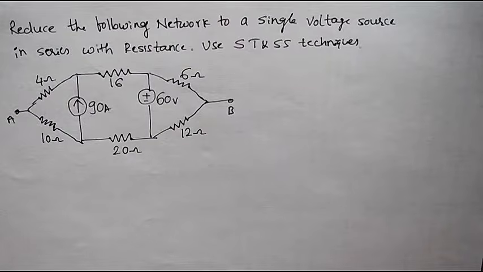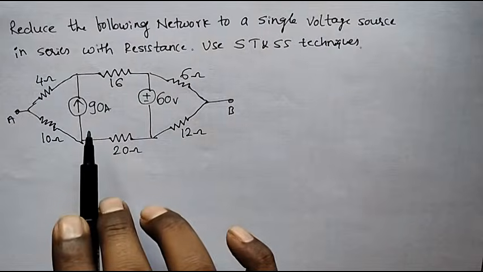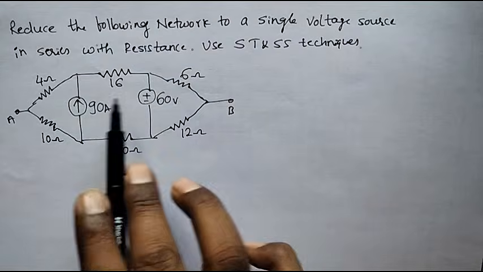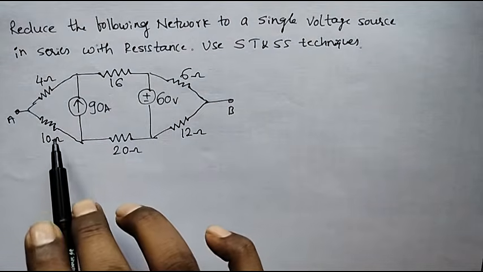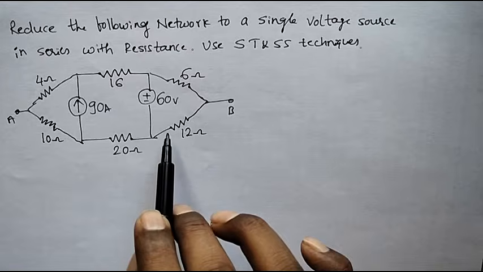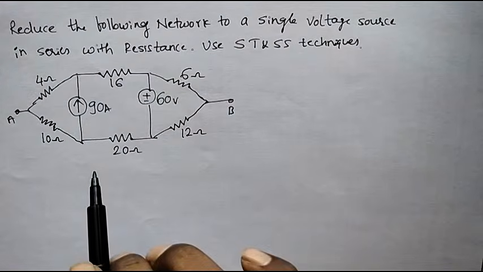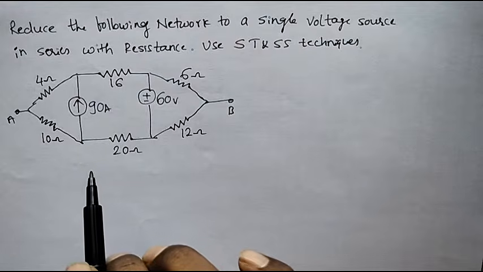Reduce the following network to a single voltage source in series with a resistance. Use source transformation and source shifting techniques. In this circuit, no resistors are in series, and no resistors are in parallel. Now let us see, is it possible to apply source transformation anywhere?